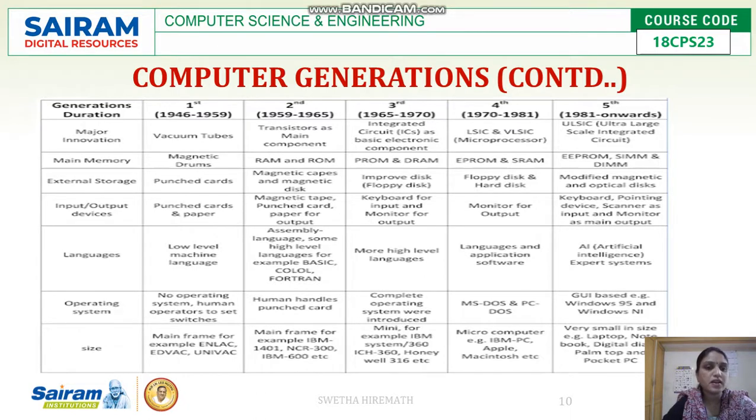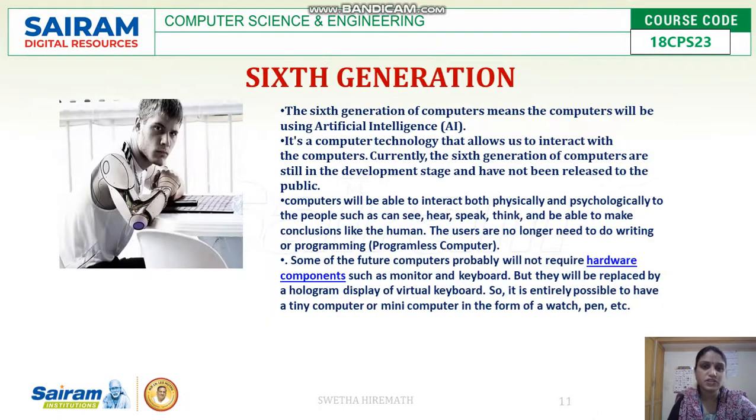Operating systems: no operating system was used in the first generation computers. Later we started using the operating system. Now it has moved to graphical user interface based operating systems that we can use in our computer systems. And also size was very large when compared with the first generation computers. Now we can find it in the smallest units, like a pocket PC or a laptop, notebook. So all these are very much lesser in size when compared with the first generation computers.